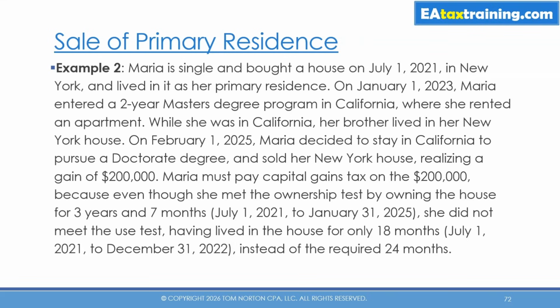Maria must pay capital gains tax on that $200,000 because even though she met the ownership test by owning the house for 3 years and 7 months, she did not meet the use test because she lived in it for only 18 months instead of the required 24 months. So she did not meet the use test. She cannot exclude any of the gain. We will revisit Maria shortly, but under these circumstances, she cannot exclude the gain.